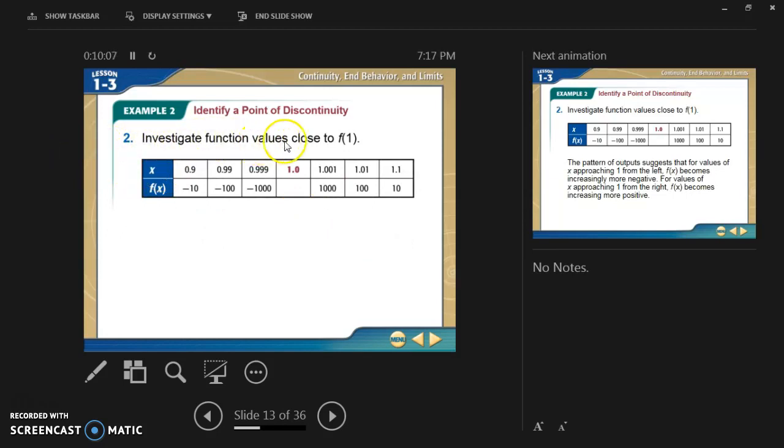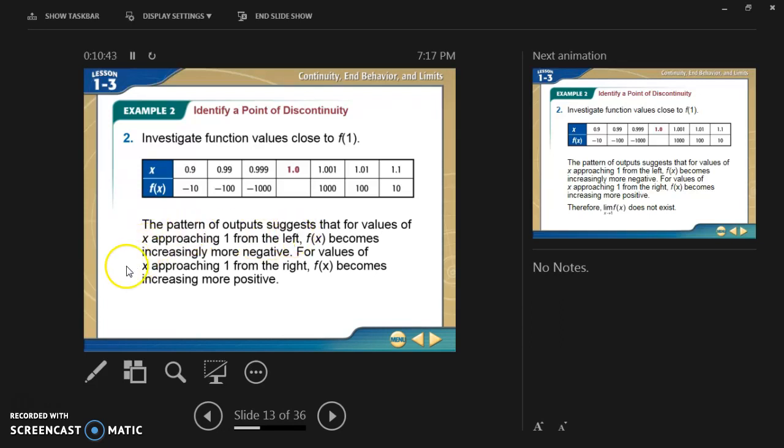Okay, so let's investigate what happens when we get closer and closer to 1. So now we're looking at the limit, okay? As x approaches 1 from the left, so 0.9, 0.99, 0.999. Look what's happening to these values. They're progressively getting smaller and smaller, right? Negative 1,000. But as we approach from the right, 1.1, 1.01, 1.001, it's getting larger and larger. So that suggests that it's infinitely discontinuous, okay?